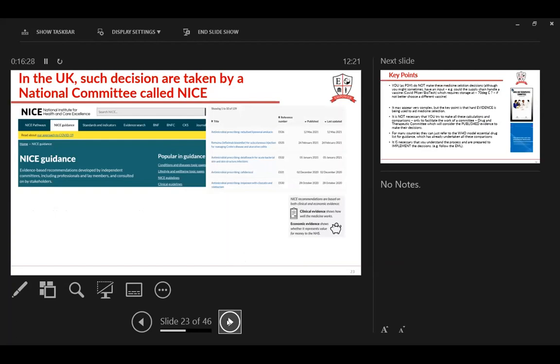So like the UK, as an example, such decisions are taken by what? The National Committee called NICE. NICE will review documents and new drugs and say, okay, based upon the reference, the source, the batch number, and the disease at the time, this drug can be included in the EML. In my country, we're trying, but we haven't done extremely well in practice when it comes to our EML listing. I know other countries in the world may have that. NICE is the National Institute for Health and Care Excellence.